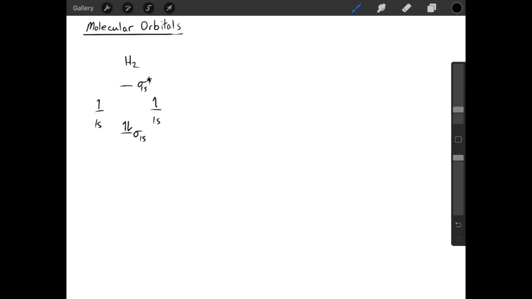Then we can look at the helium-2 molecule, He2. Each helium atom has 2 electrons. And if we fill our molecular orbitals with those electrons, we get this.